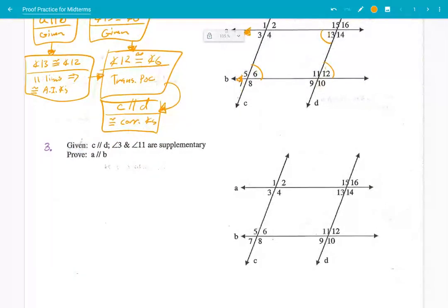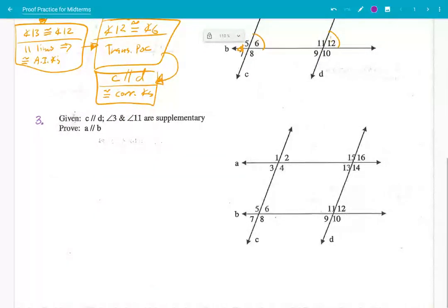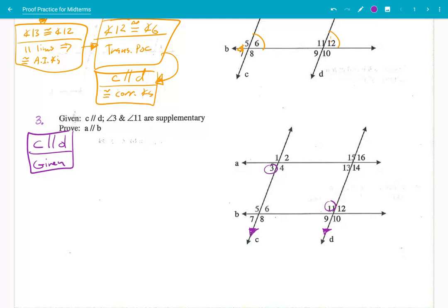All right, let's do this. Given C and D are parallel this time. Angle 3 and angle 11 are supplementary. I'm just going to circle these. Angle 3, angle 11.